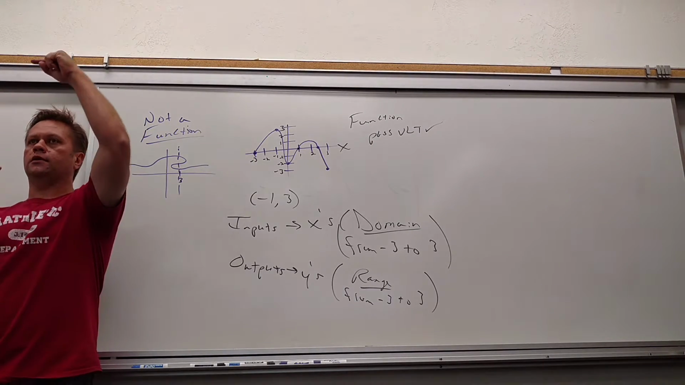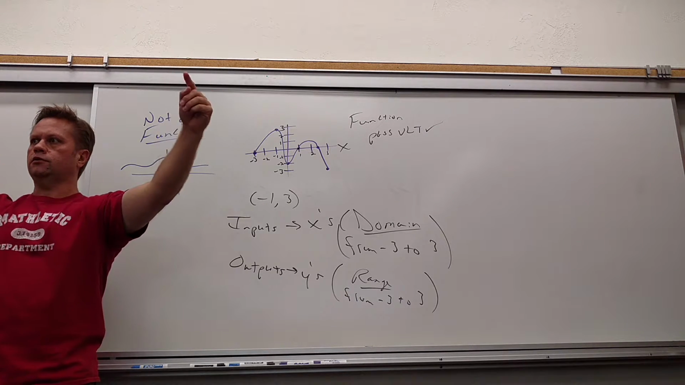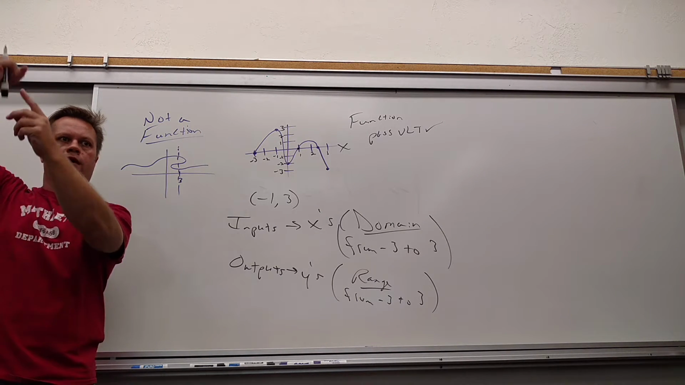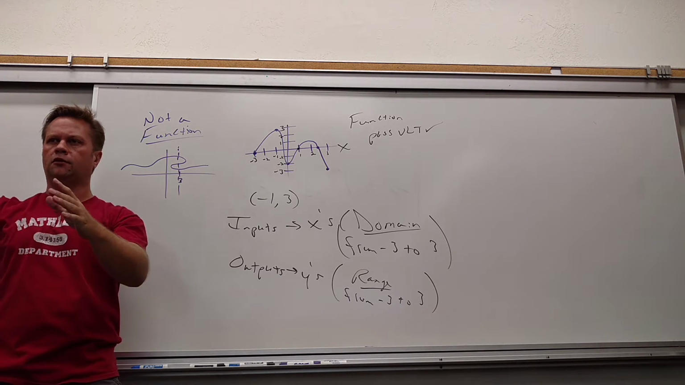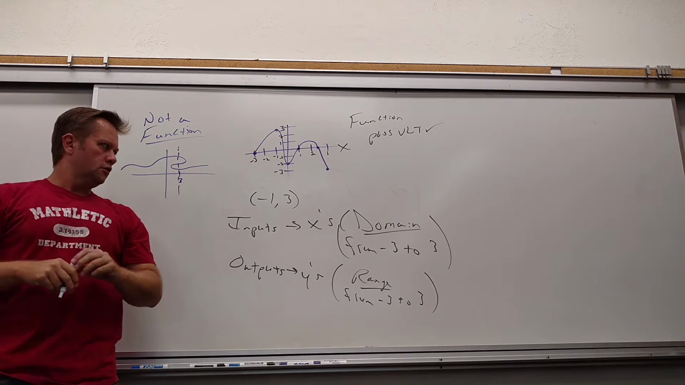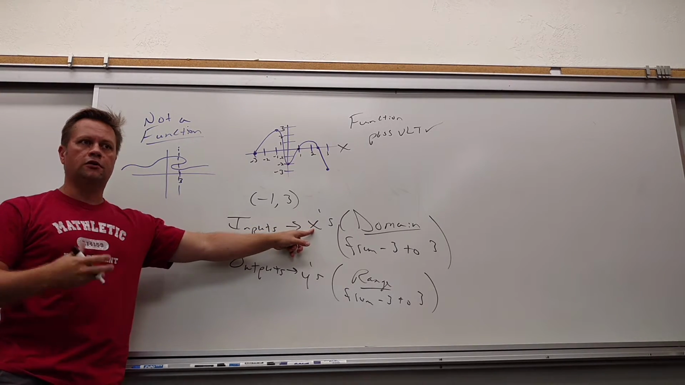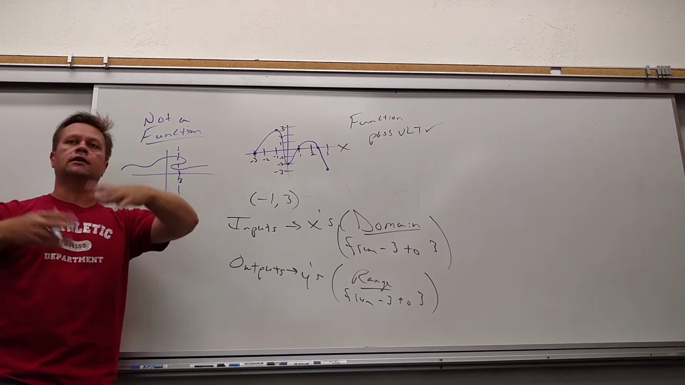So the domain is just all the inputs that I'm allowed to use, and the range is all the outputs that I see. That's all those are. Have you guys ever heard those words before, domain and range? Domain is all the x's I'm allowed to use, all the inputs. Range is all the y's that come out.